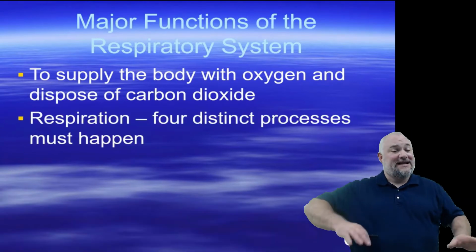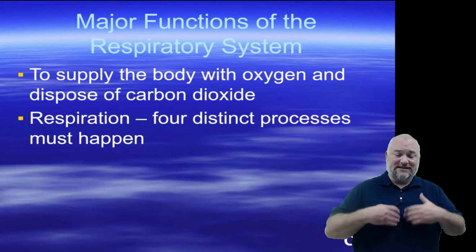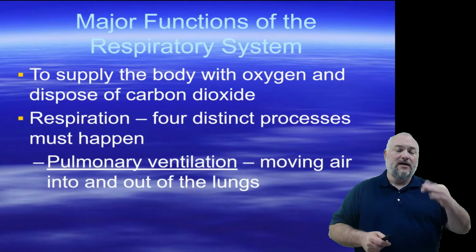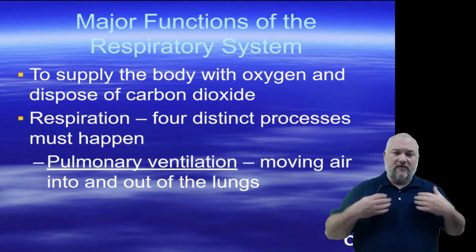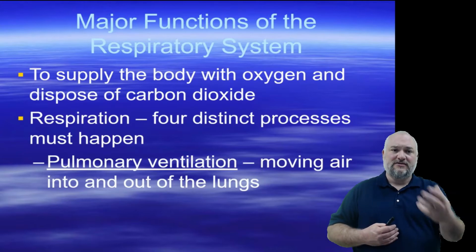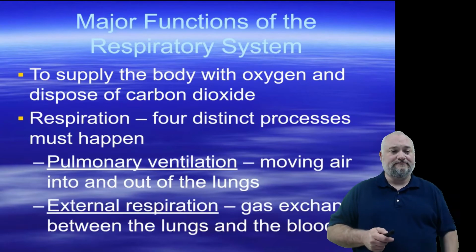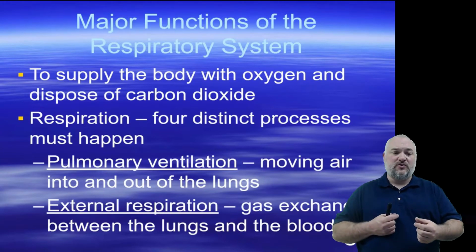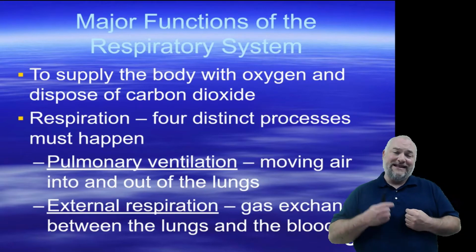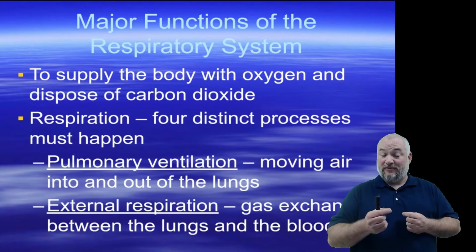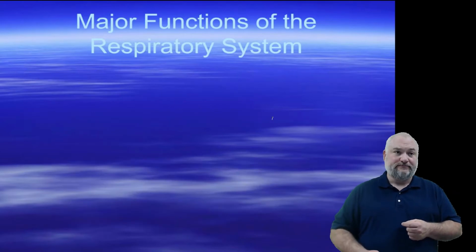Now, as far as respiration, not cellular respiration, but respiration as far as the system goes, there are 4 distinct processes that must happen. 1, pulmonary ventilation. Pulmonary refers to the lungs, and ventilation is simply moving air in and out of the lungs. That's one of the things that needs to happen. Number 2, external respiration. This is where we exchange the gases between the blood and the air in the lungs. So it's exchanging materials with the outside world, external respiration.